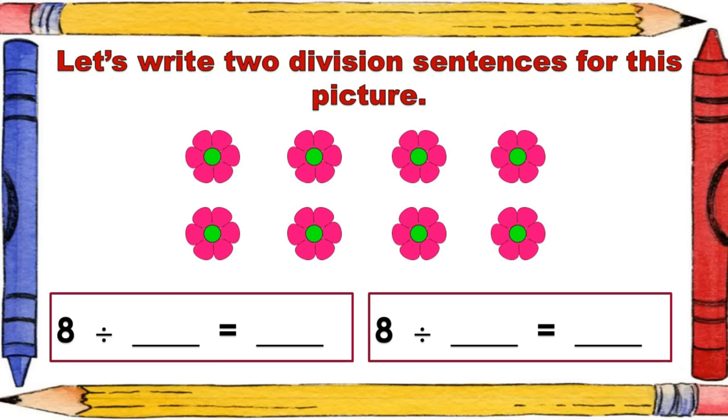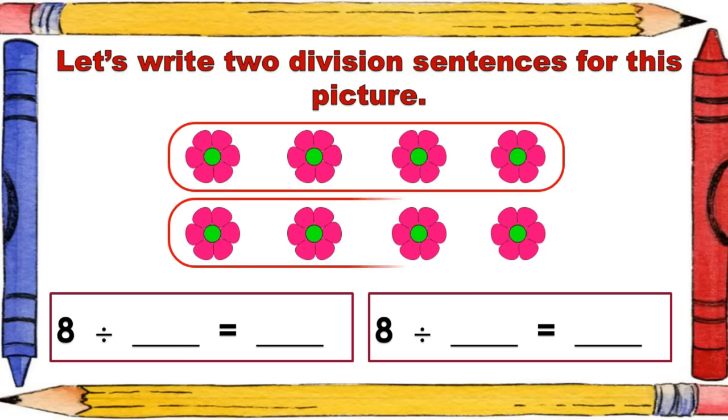Let's write two division sentences for each picture. There are 8 flowers. Let's group the flowers into 4. There are 2 rows. 8 flowers divided by 4 in each row equals 2 rows. So 8 divided by 4 equals 2.